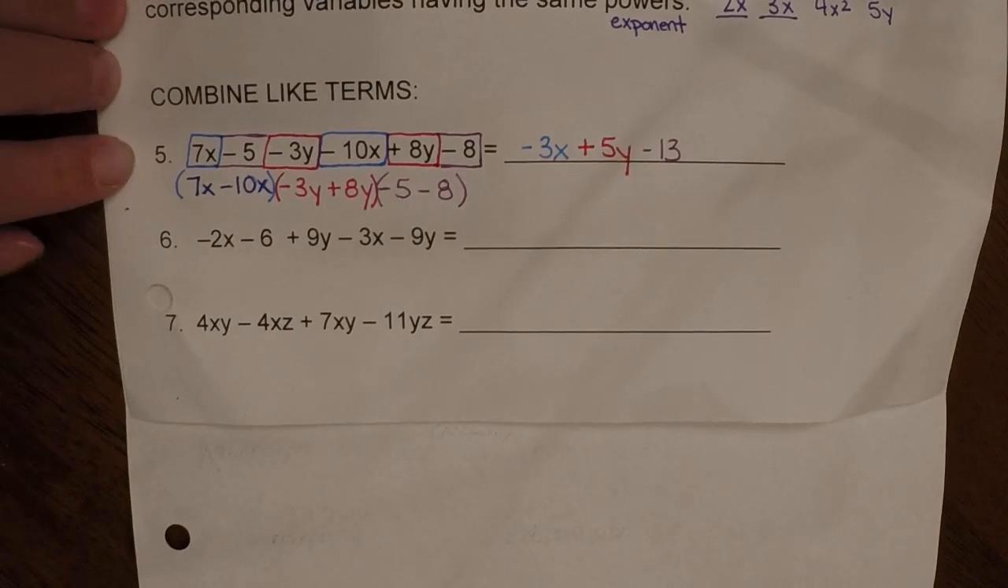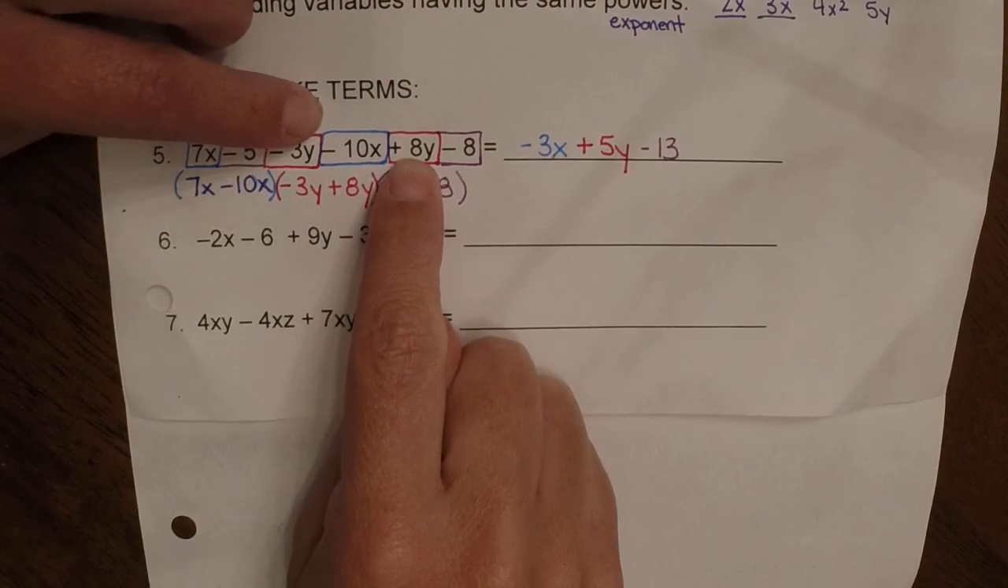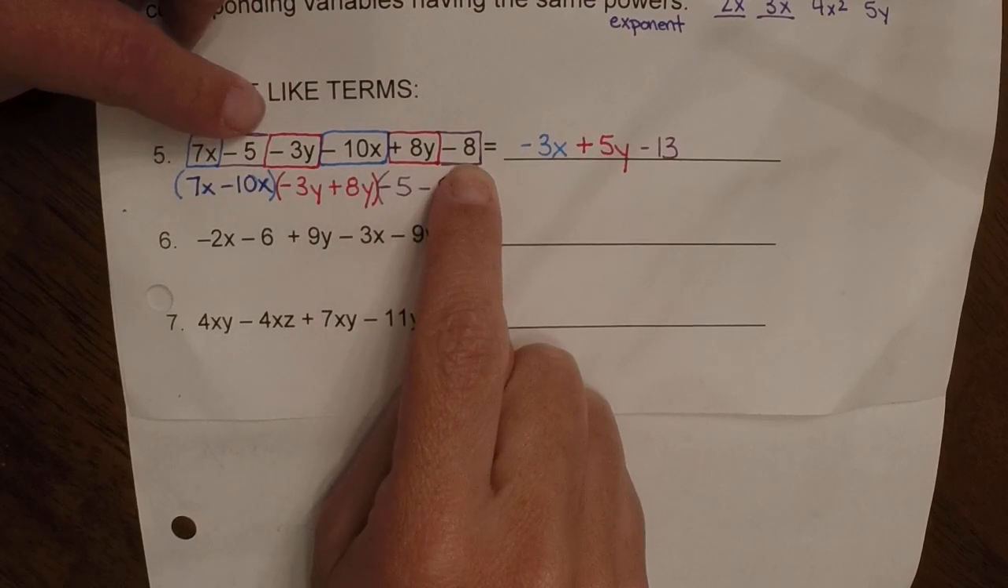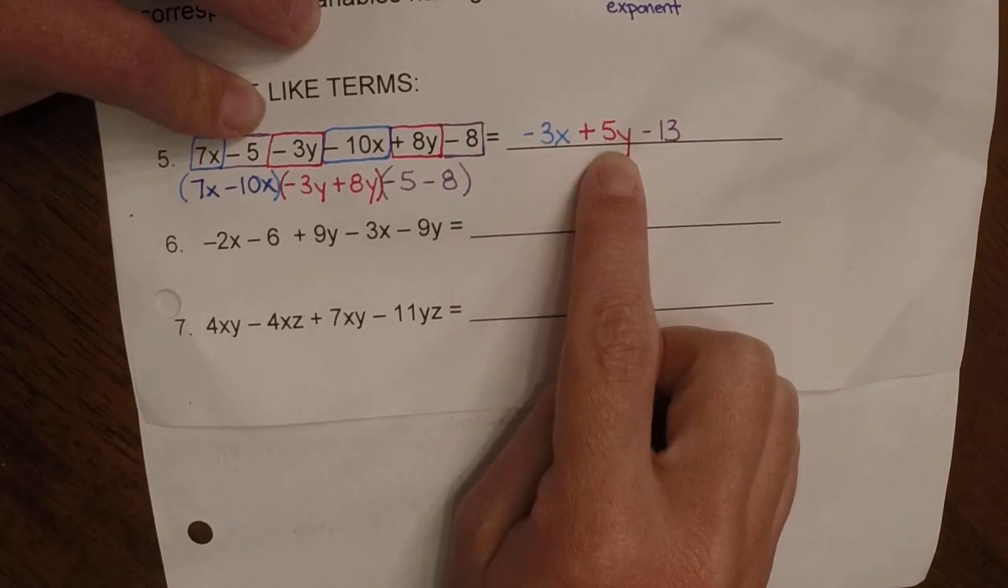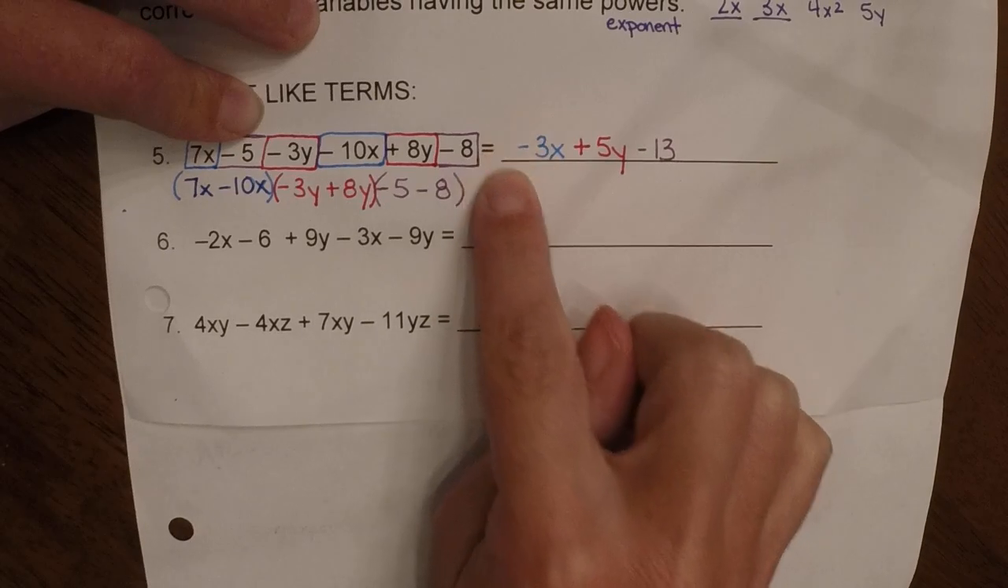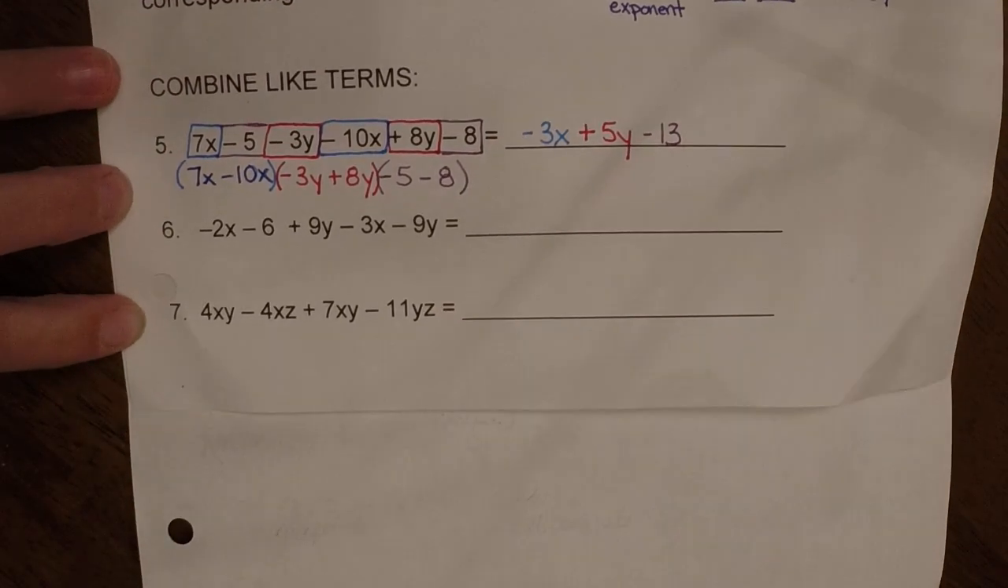So that's what it looks like when I combine like terms. I put the blues together, then I put the pinks together, then I put the purples together. And this would be my final answer, because this and this are not like terms, nothing else would go together. All right, so now let's look at number 6.